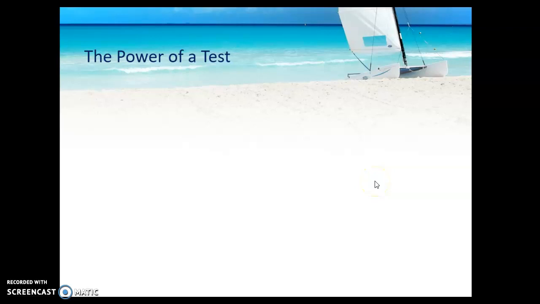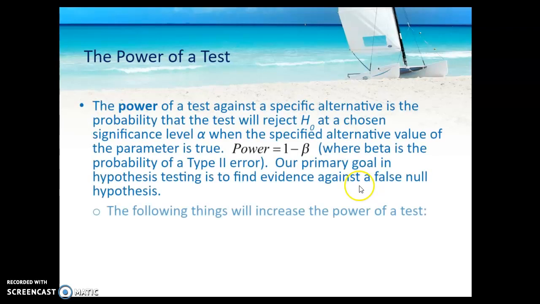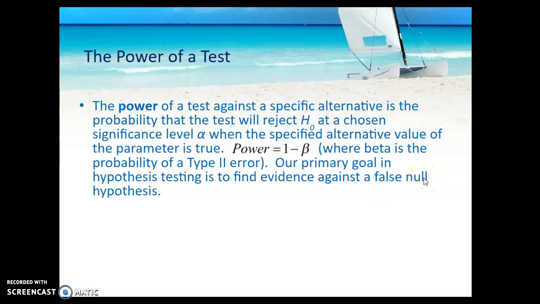The last concept we cover here in lessons 8.3 through 8.5 is a very important one. It's something called the power of a test. What the power of a test tells us is the likelihood that we will correctly reject a false null hypothesis. That's our ultimate goal in running a hypothesis test: to find evidence that the alternative hypothesis is true. So power, basically speaking, tells us the probability that we will correctly reject a false null hypothesis.